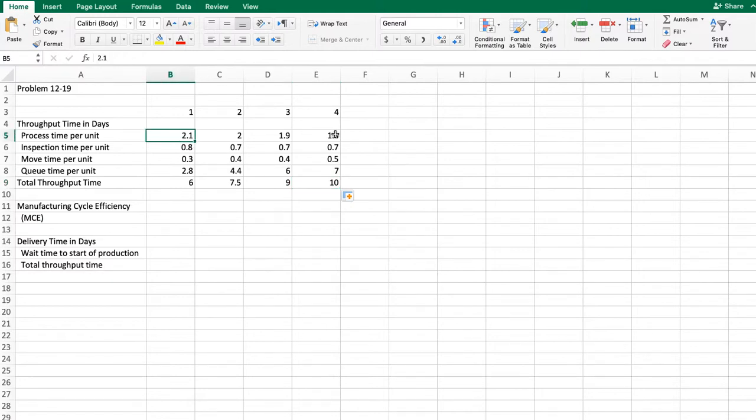Process is decreasing. Inspection staying about the same. Move time is about the same, slight increase. Queue time has a significant increase. So we've already kind of determined what's going on there.